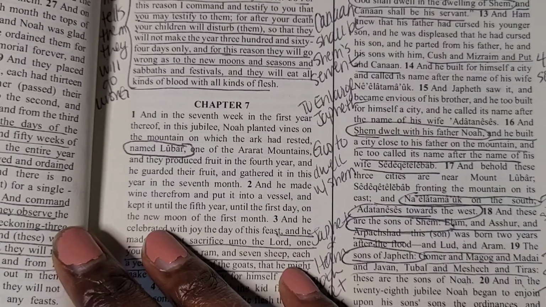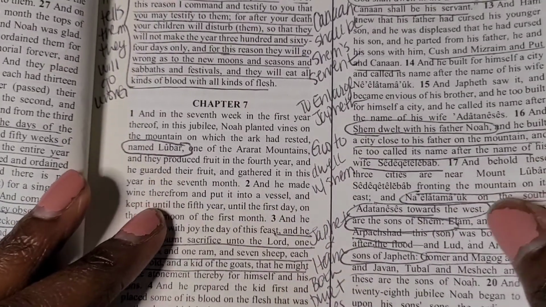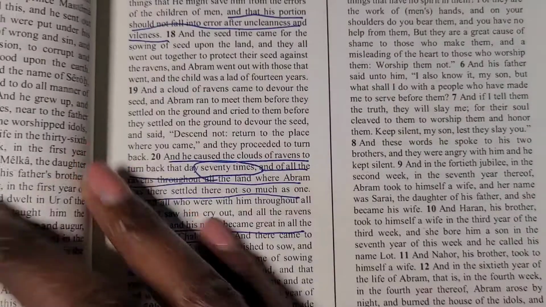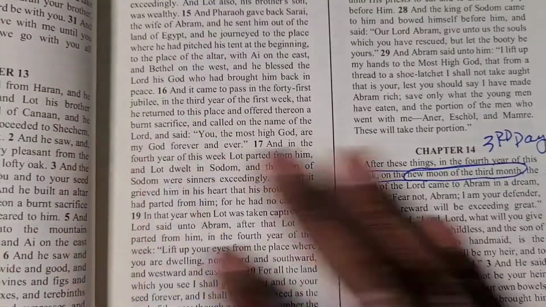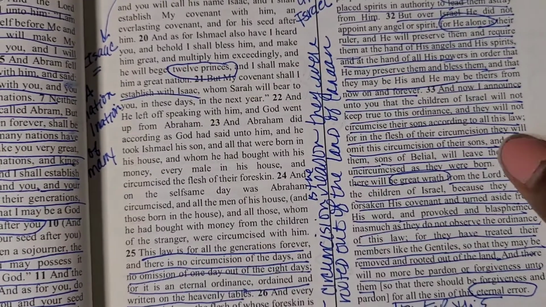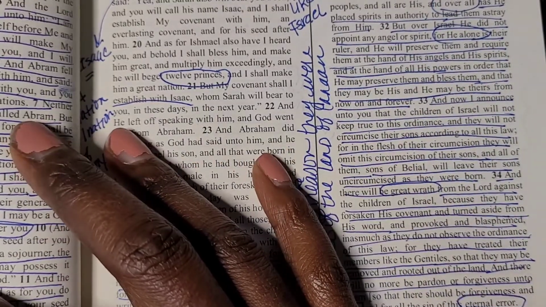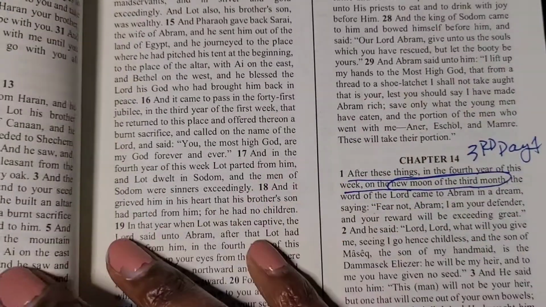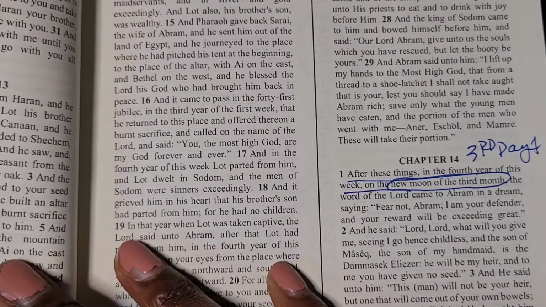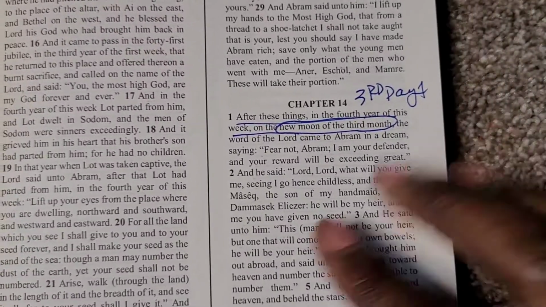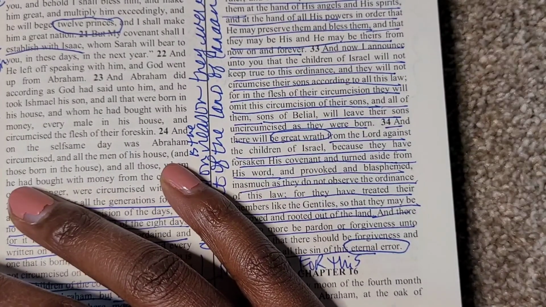All right, so next, let's go to chapter 15. Chapter 14. Sorry, guys. Okay, and we're going to pick up at verse 1. All right. So now I want to say we are at the time of, are we at the time of Abraham here?